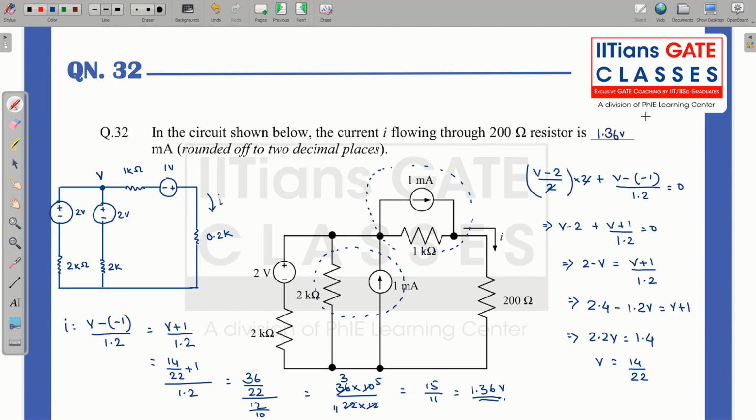Okay, sorry, 1.36 milliampere. I'm very sorry, because this is your current value, as the resistance is already in kilo ohm. So this will be 1.36 milliampere.